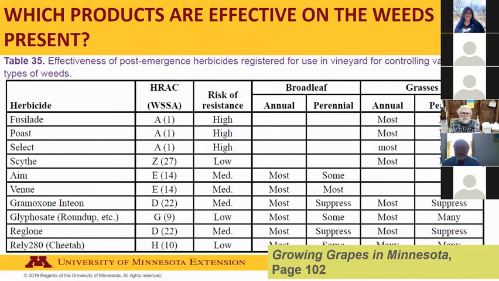And then you can think which products are effective on the weeds present. So if you don't have a lot of grass weeds, but you have a ton of broadleaf weeds, like maybe you have a really bad infestation of Palmer amaranth, then you would be thinking about focusing on an herbicide that is really effective on broadleaf weeds. If you have mostly grasses, think about a grass-specific herbicide. But if you have a lot of both types of weeds, then you're going to want something that is effective on both. And so this is a table in Growing Grapes in Minnesota, page 102. It's just a basic table that shows a bunch of common herbicide options. Ignore these two columns for now. I'll get to those in a minute. And then it shows which products are effective on broadleaves and grasses.